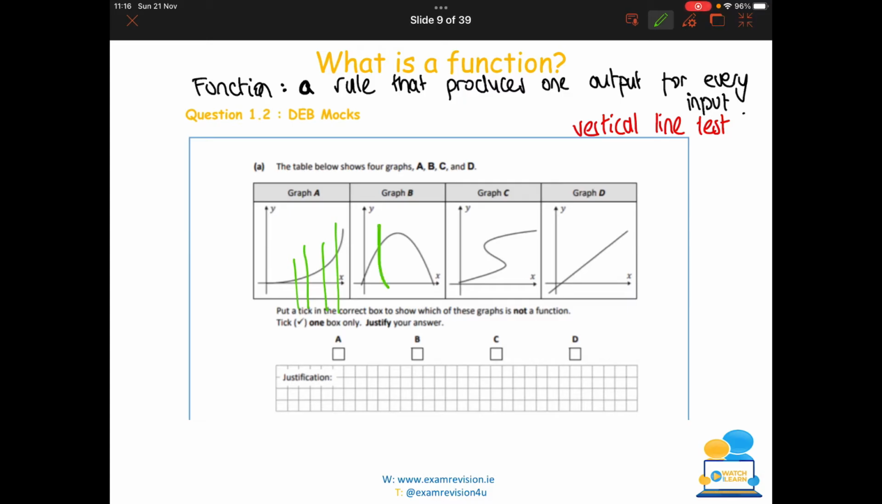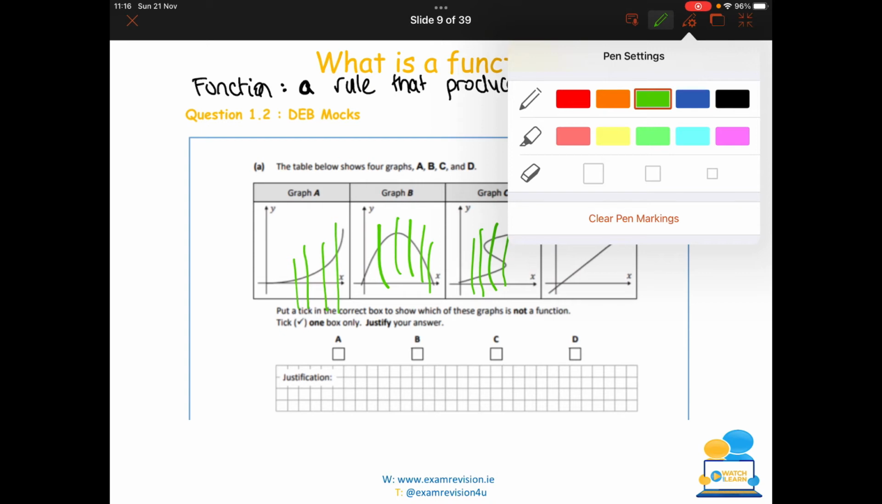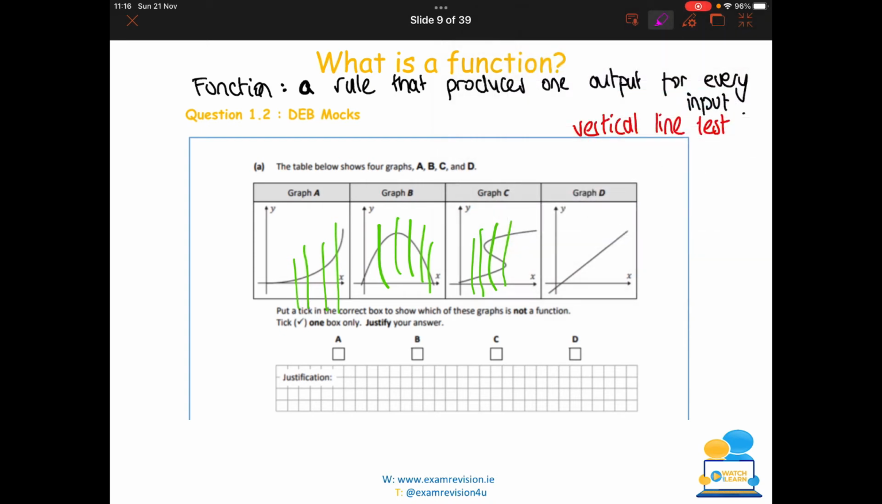Now if I look at graph B, I'm drawing some lines through that. All my lines only hit the graph once, so therefore that is a function. Graph C, I draw a number of vertical lines through it. I can see that 2 of my lines hit the graph numerous times. One line hits it on 3 occasions, and so does the other one. I just forgot to highlight it in the middle. So therefore that is not a function.